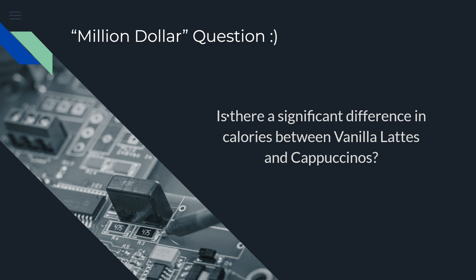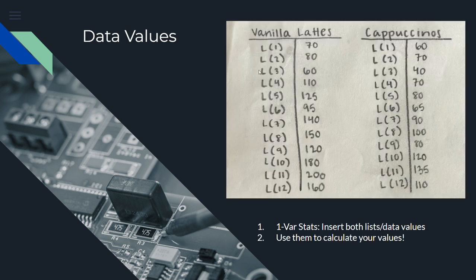So the million dollar question: is there a significant difference in calories between vanilla lattes and cappuccinos? The first step in finding out is finding our data values. Based on a data spreadsheet that we found, I plugged in a sample of vanilla lattes and a sample of cappuccinos. I entered them into my TI-84 calculator, ran one-variable stats, and inserted both list data values. From those, we can calculate the rest.